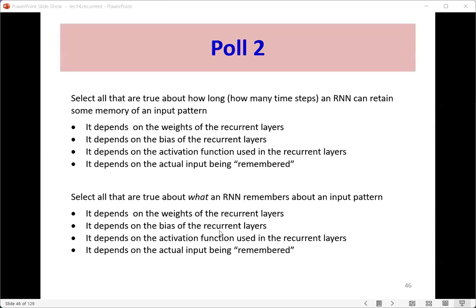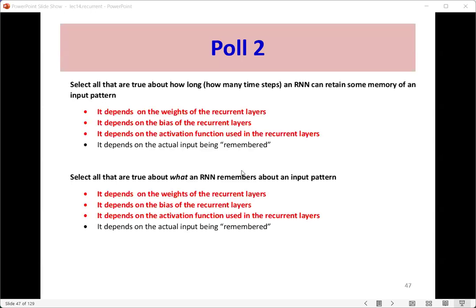So are either of these behaviors useful if you're trying to analyze long-term patterns? What do you think? Do you think this is useful behavior? Or would you rather have, no, right? You basically want the network to remember things until it is no longer required. And what is remembered and how long it is remembered must depend on the input and not the parameters of the network. And that's not what happens here.